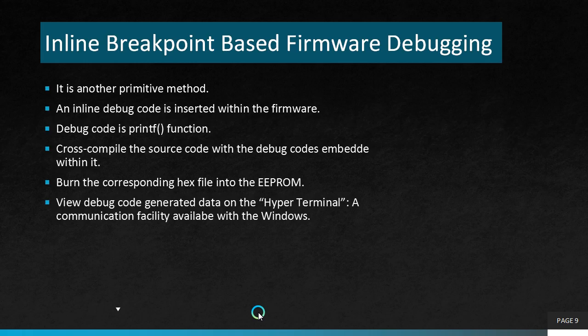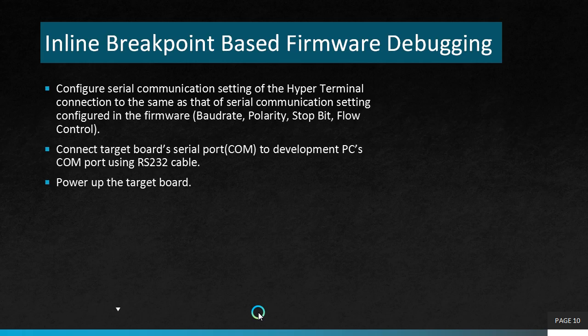Then we will view debug code generated data on the hyperterminal. Hyperterminal, it is a communication facility available with the Windows, coming under the communication section of StartMenu. Over there, we need to do 3 steps. First one, configure the serial communication setting of the hyperterminal connection to the same as that of serial communication setting configured in the firmware. Those can be the baud rate, polarity, stop bit or the flow control. Next step, connect target board's serial port, that is communication port COM, to development PC's COM port using RS232 cable.